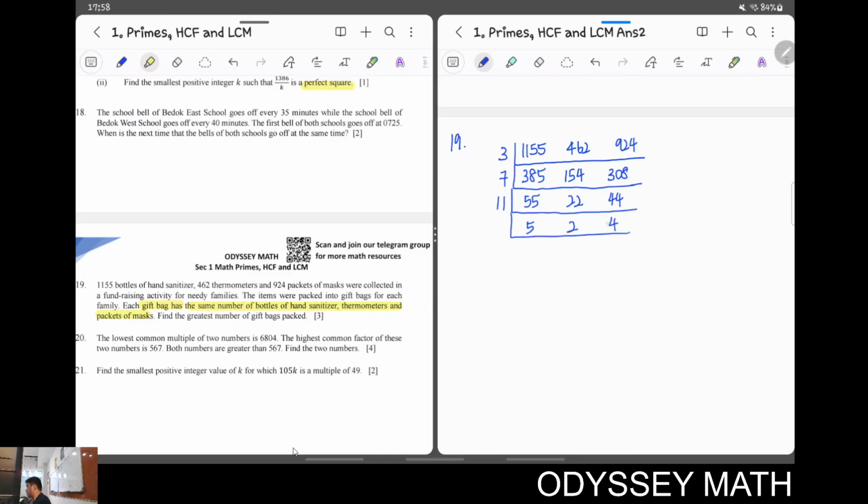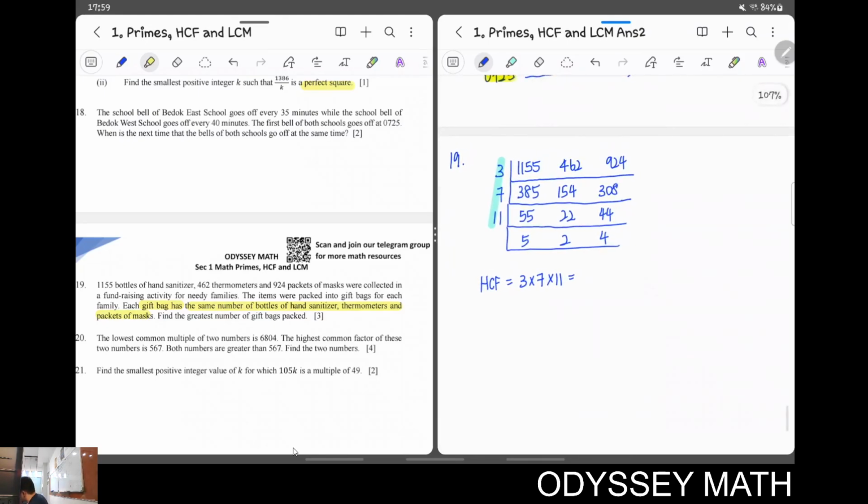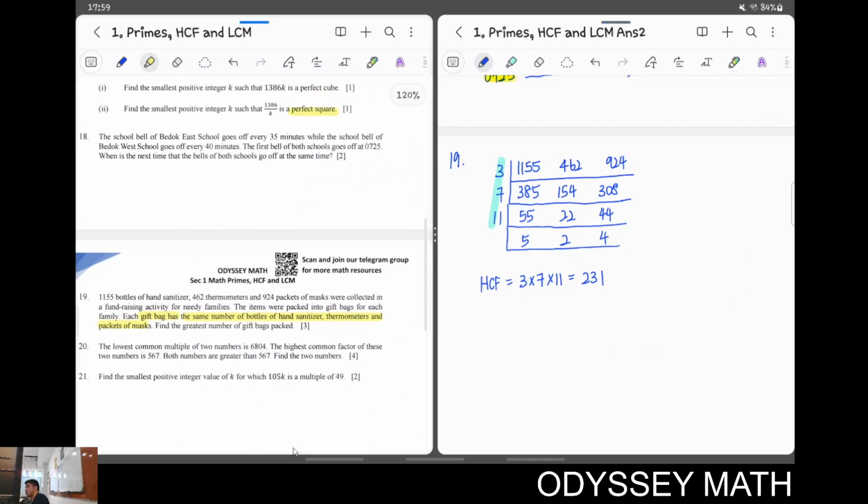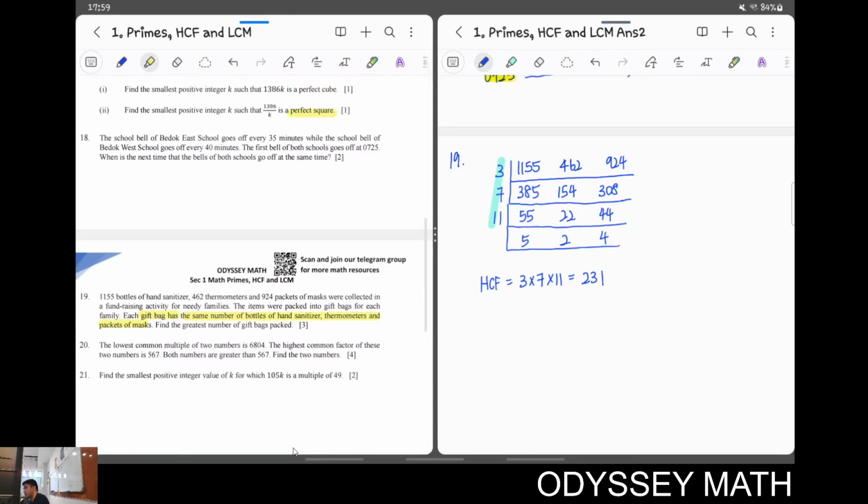And then we cannot divide it any further, so we multiply the numbers here vertically. Can? So we have HCF equals to 3 times 7 times 11. And that would give us 231. Okay, so yeah, that's it for question number 19 over here. The greatest number of gift bags packed will be 231 over here. Can?